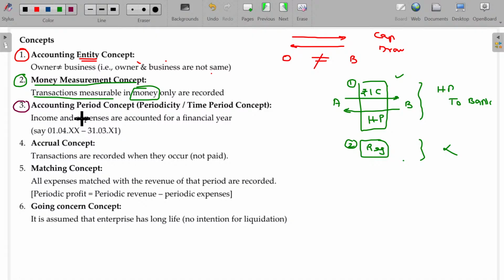And the third one, accounting period concept. Otherwise named as periodicity or time period concept.